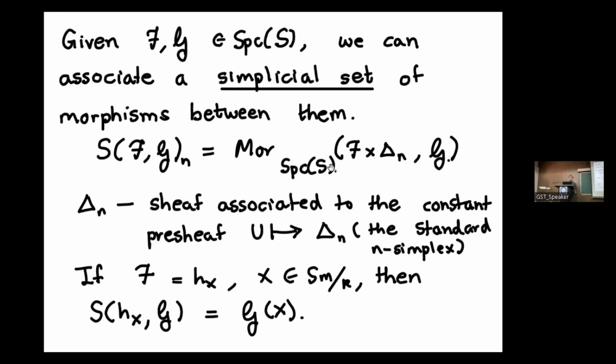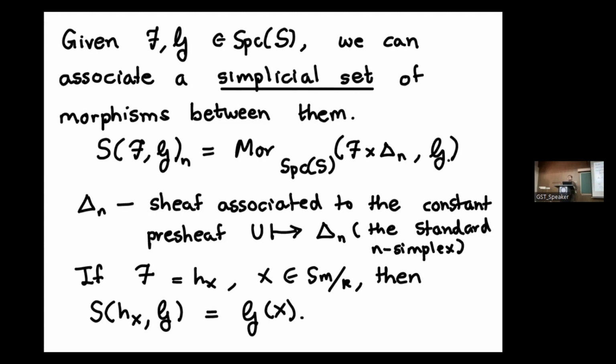In some sense, delta n is the sheafified version of the simplicial set delta n. Then you can look at F cross delta n and look at the maps from F cross delta n to G. So these are the n simplices. This is a construction that works even in the category of topological spaces. For example, if you're looking at topological spaces, you can talk about the simplicial set of morphisms from a topological space X into a topological space Y. If it's a simplicial set, what are its vertices, the zero simplices? They are just the ordinary morphisms, right? That's just a set.